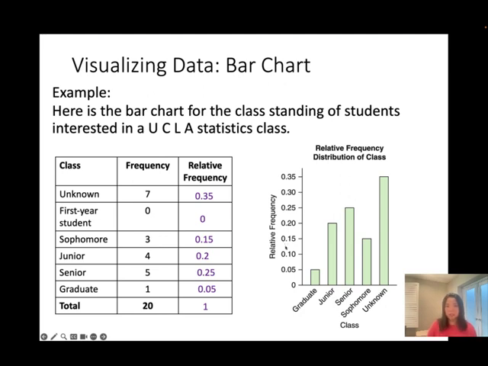Sometimes we like to use the relative frequency. This is really good for your presentation. For example, if I multiply the relative frequency by 100, that will become the percentage. When I'm doing the presentation, I would say, we have 5% of the students graduate, and 20% of the students are junior, and 25% will be the senior. It will be easier for you to present it with the percentage.